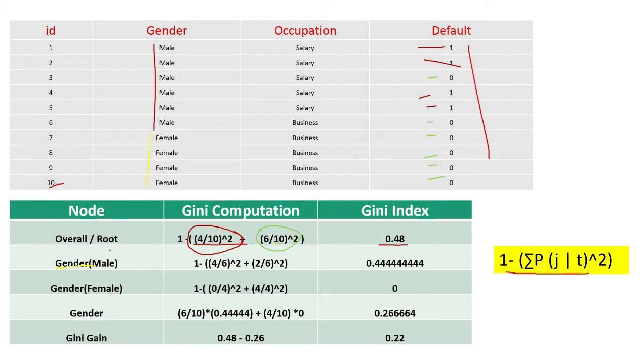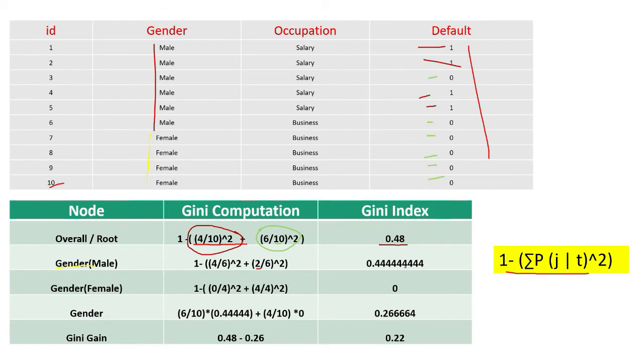So remember that we are calculating the Gini for gender where the gender is male. We have overall 6 males, 4 have defaulted. We have taken it as 4 out of 6 and then squared it, plus 2 have not defaulted, so we have calculated 2 divided by 6 square, and we have subtracted this whole thing from 1, and we have got a Gini of 0.44.